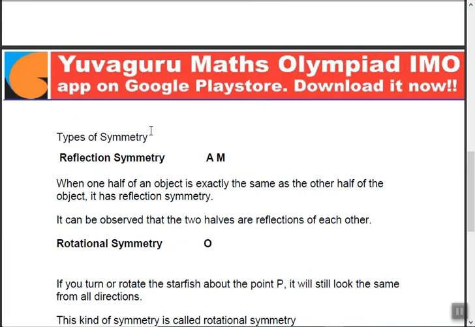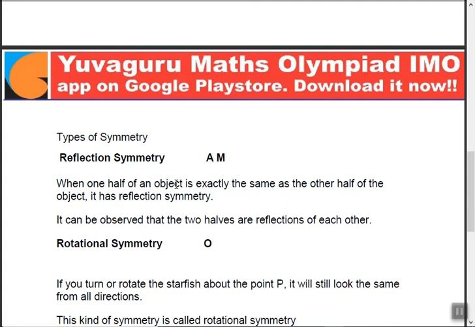Next is types of symmetry. Reflection symmetry. Reflection means what? One part is the reflection of the other. Like in the letters A and M, if I cut it over here for M or A, exactly both would be the reflection of each other.